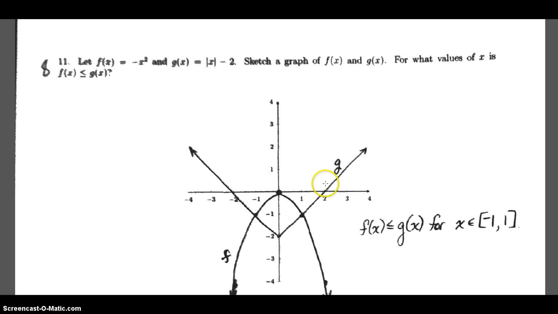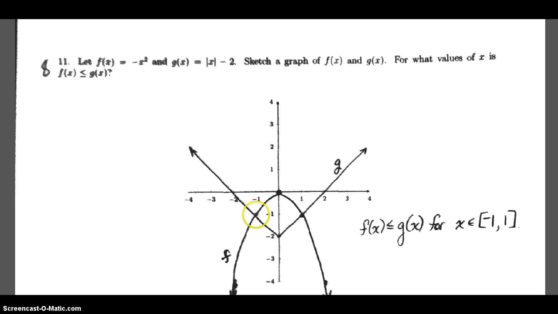The nice thing about sketching these graphs then, we can figure out when f of x is less than or equal to g of x. So we know we have this parabola opening down, and we have this other absolute value graph up until the intersection. So for any x values less than or equal to the intersection, f is going to be less than or equal to g. Any values past the intersection, x values greater than whatever that intersection point is, also the parabola, the f function, is going to be less than or equal to the g function.